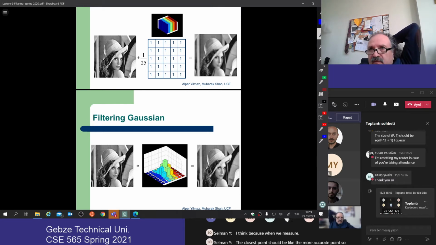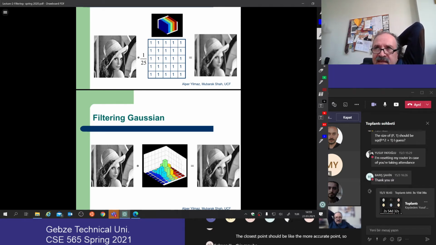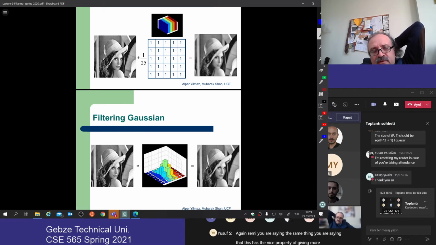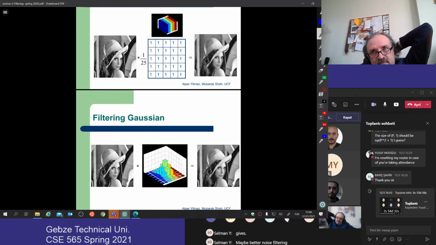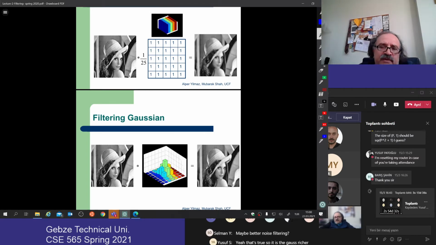So again, Selman, you are saying the same thing. You are saying that this has the nice property of giving more weight to the closer ones. No, I'm saying that giving more weight to the closer ones gives maybe better noise filtering. Yeah, that's true. So it is the Gauss filter that gives more weight to the nearby ones. It is good for accuracy. It is good for noise suppression. I am talking about something else.